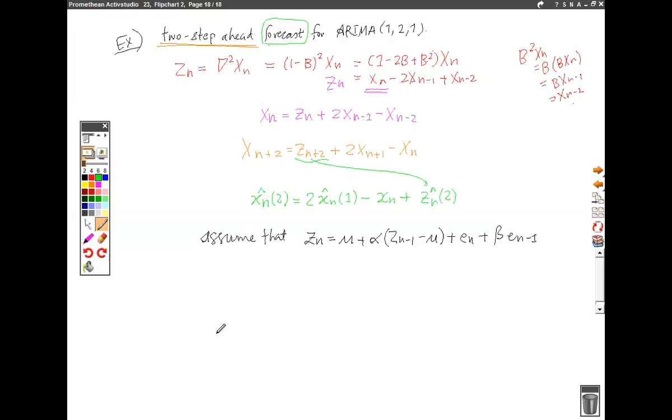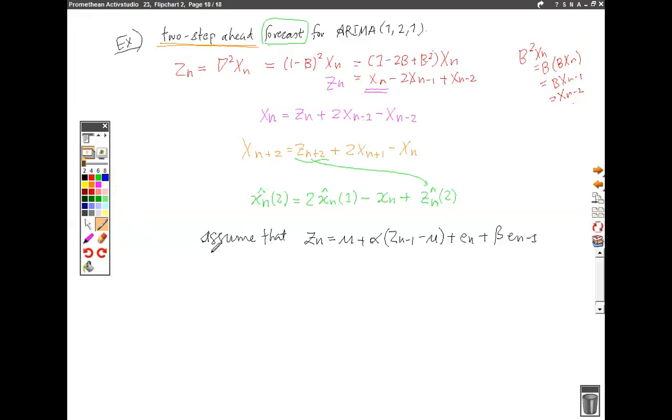What should be my first step to figure out the forecasted value of my Z 2 time steps ahead when I'm starting at N? Anyone? Writing the equation for Zn plus 2. Right. I should write my equation for Zn plus 2. So if I start writing my equation for Zn plus 2, let's see what I get.